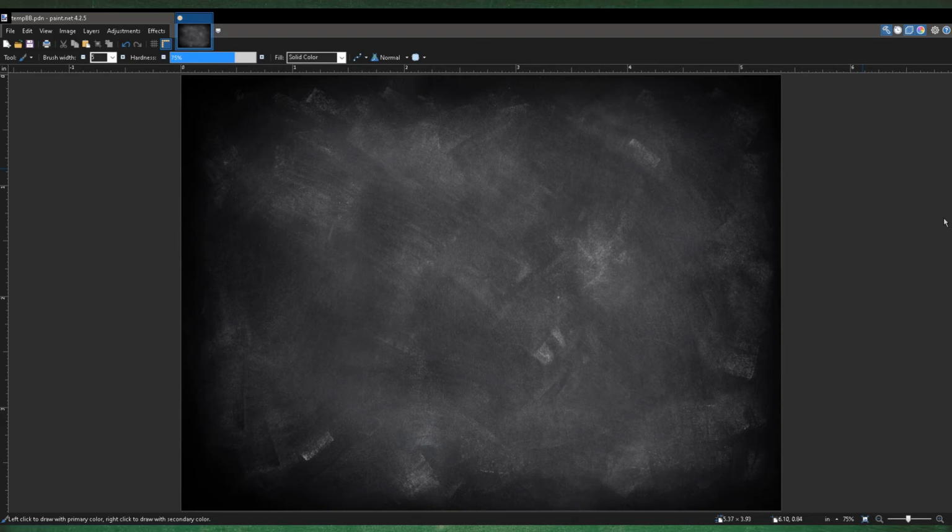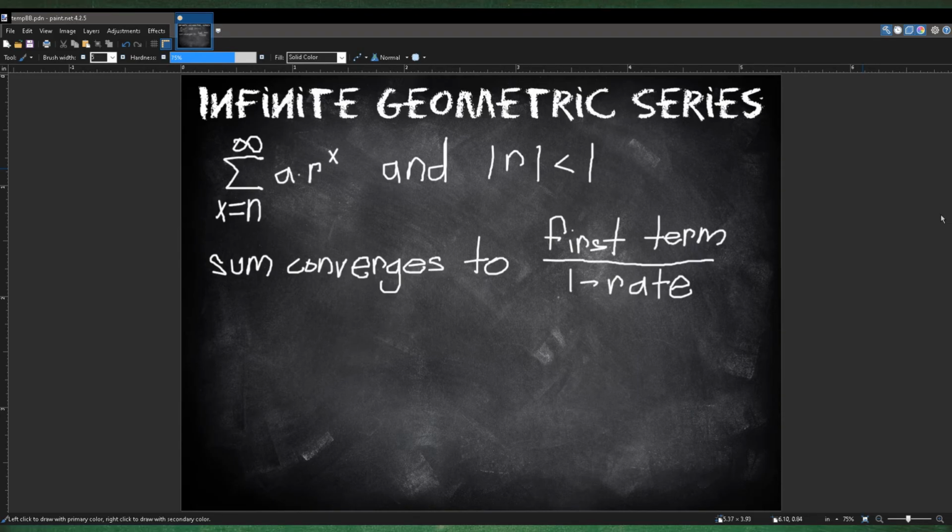Okay, so let's move on to our first convergence test, which is the infinite geometric series. What the infinite geometric series tells us is that if we take the sum from n to infinity, because it's an infinite geometric series, so it's infinity on top all the time. For any of these convergence tests, it's infinity on the top. If you take the sum from n to infinity of a geometric sequence, and the absolute value of the ratio is less than 1, then that sum converges to the first term divided by 1 minus the ratio.